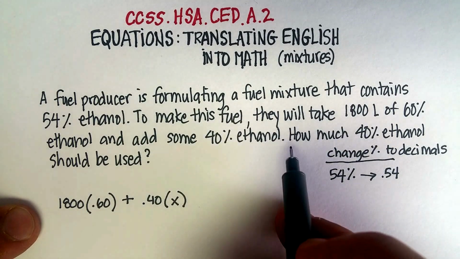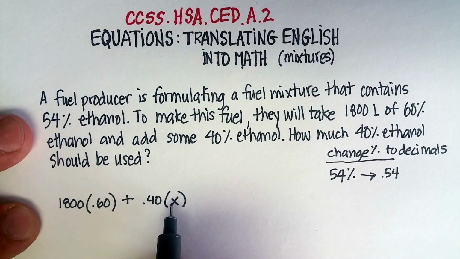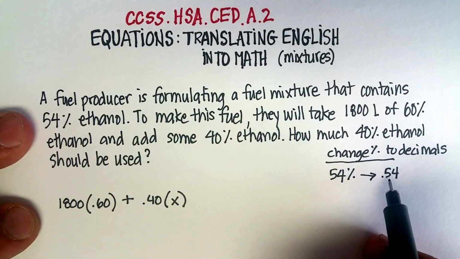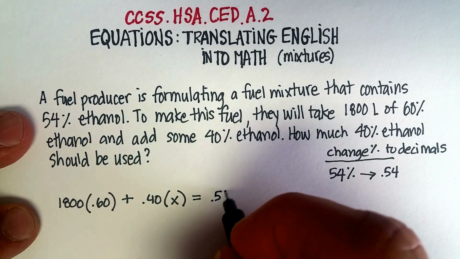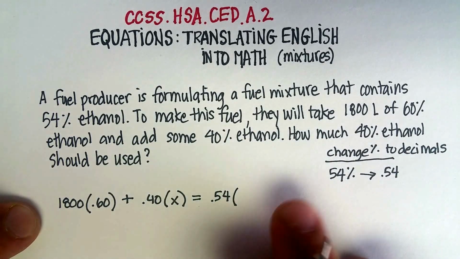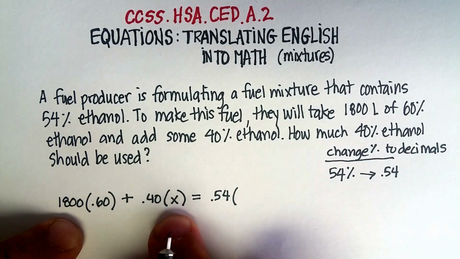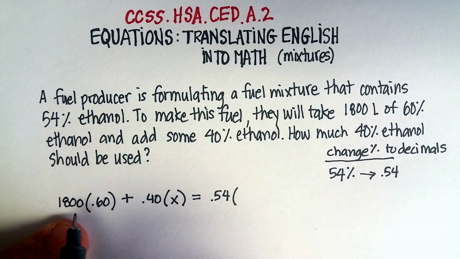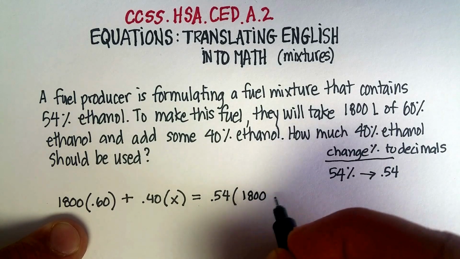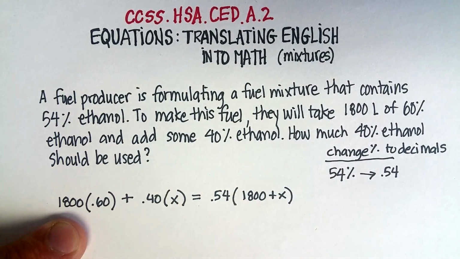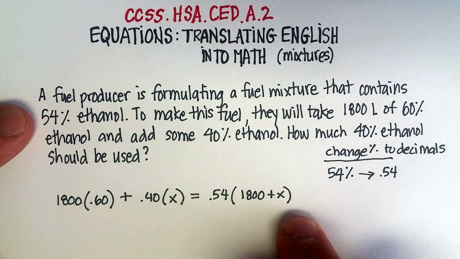And then the final question is, how much 40% ethanol should be used to create this new mixture that's 54% ethanol, right? So 0.54. And now the final volume is going to be 1,800 plus whatever I add. So the 1,800 of the 60% and then whatever I added here. So I'm just going to go 1,800 plus X. And that would be a correct translation of this particular scenario.